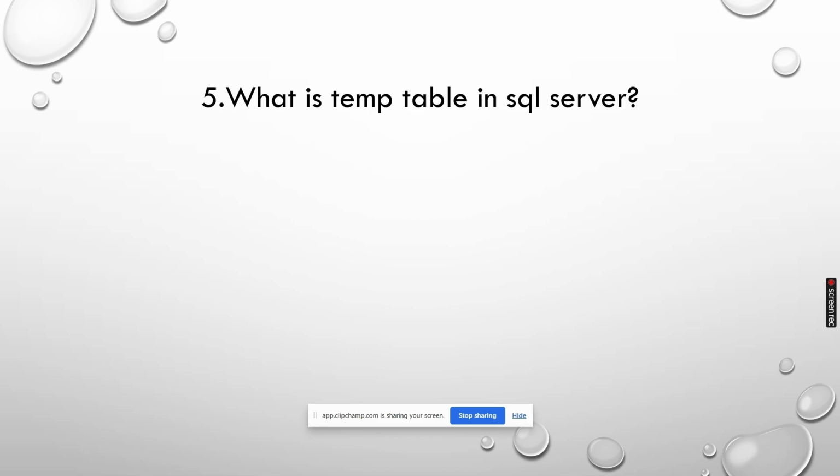What is a temporary table in SQL Server? A temp table in SQL Server is a table you create on the fly to store temporary data. There are two main types: local temp table and global temp table. The local temp table is created with a single hash symbol and is only visible to your current session. It's dropped automatically when your session ends. A global temp table is created with a double hash, and it is dropped when the last session using it disconnects.